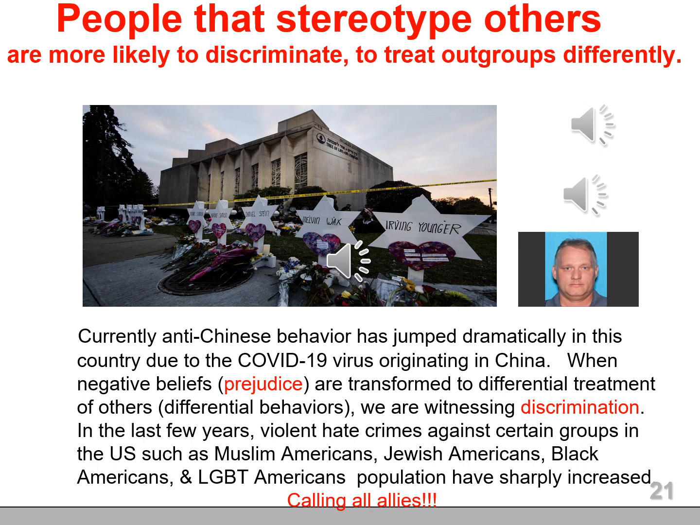Unfortunately, it is an easy task to find pictures of hate crimes. Shown is a picture of the Tree of Life Synagogue, the site of a mass shooting. The perpetrator on the right, Robert Bowers, killed 11 people and wounded an additional 6 more. Currently, violent hate crimes are at a 27-year high.